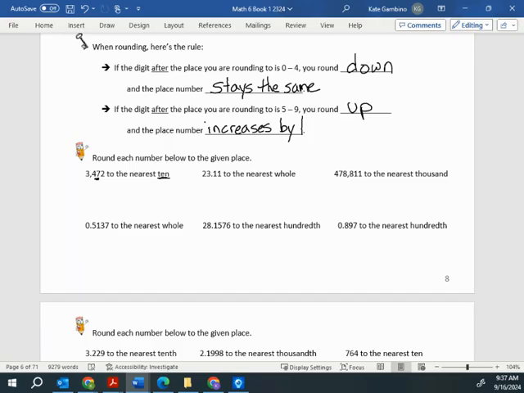I'm going to look at the number after the 7. It is followed by a 2. A 2 is between 0 and 4, so it's going to stay the same. So I have 3,470. I cannot forget to put that 0 on there. Okay. If my initial number is 3,472, my number is either going to be 3,470 or 3,480. You have to have that 0 in the ones place.